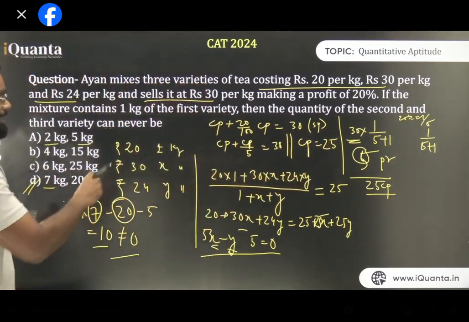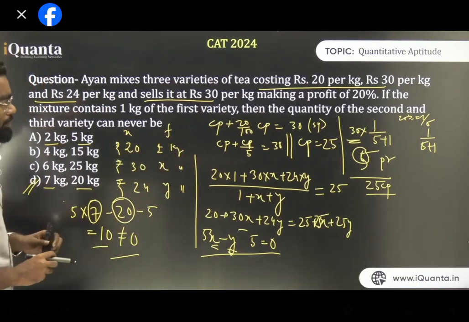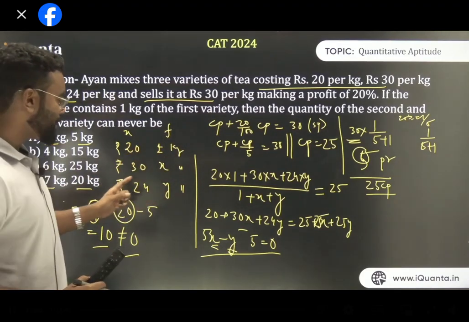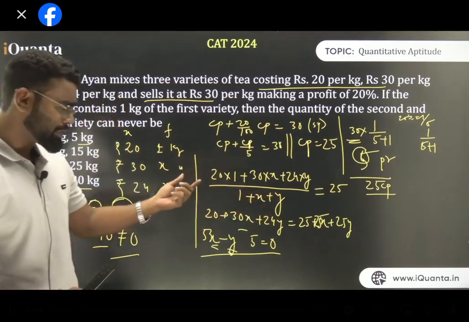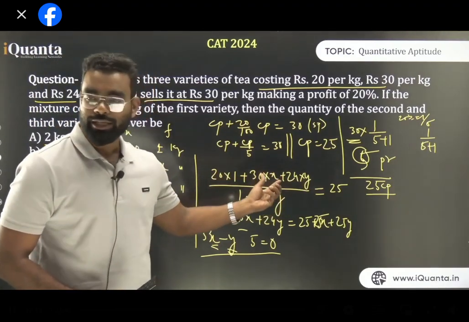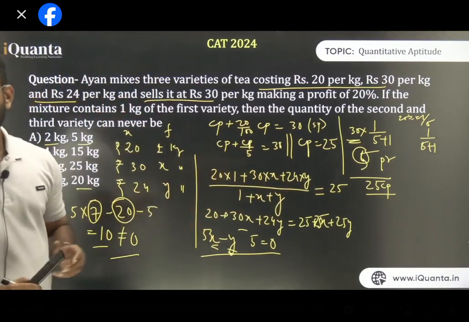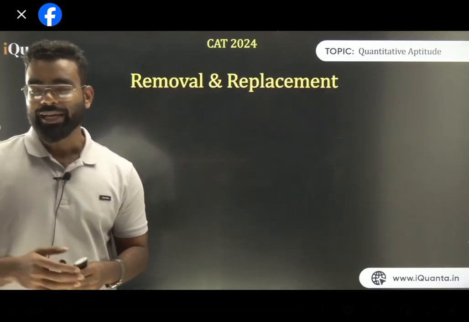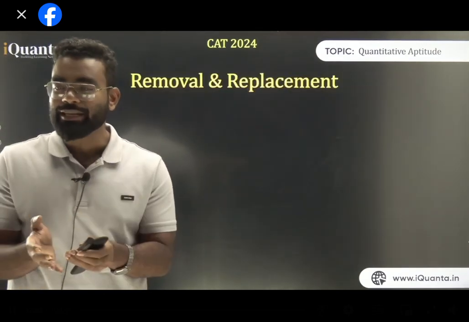Now let's say this is the variable x and this is the frequency. So what is the weighted average? x1 f1 plus x2 f2 plus x3 f3 by f1 plus f2 plus f3. So this is 20 into 1 plus 30 into x plus 24 into y upon 1 plus x plus y equals 25. That is the concept of weighted average. Okay? How is the weighted average the CP? Because if I'm mixing something and getting an overall CP of 25, that's why the weighted average is the CP. That's how we can calculate.